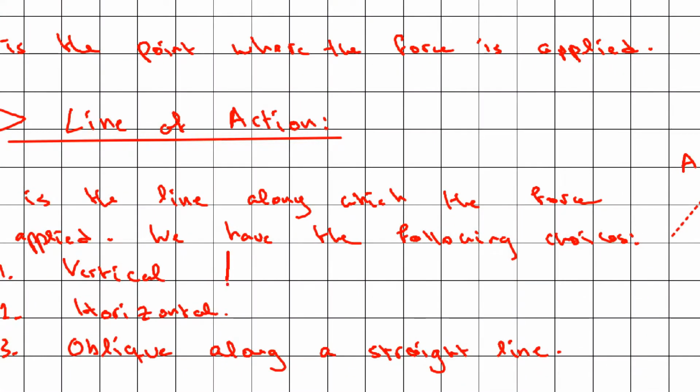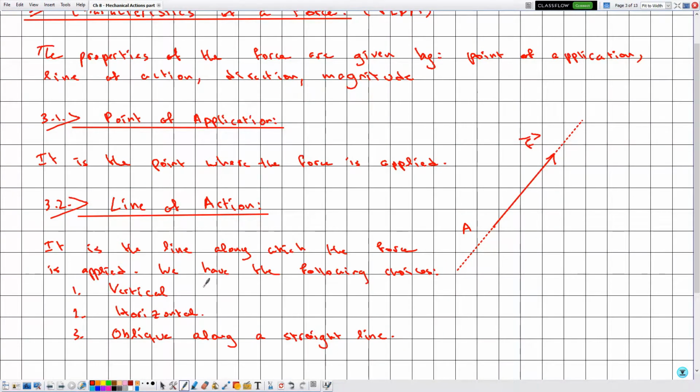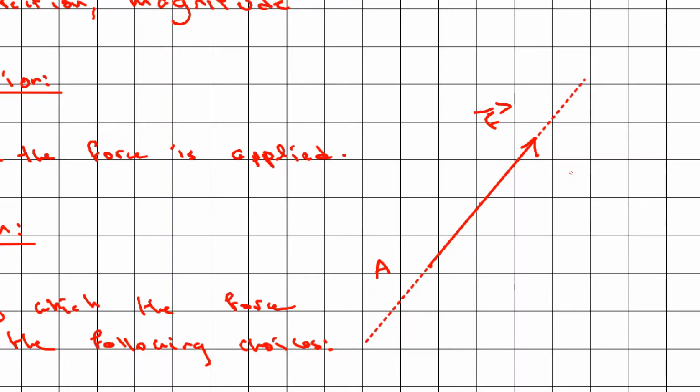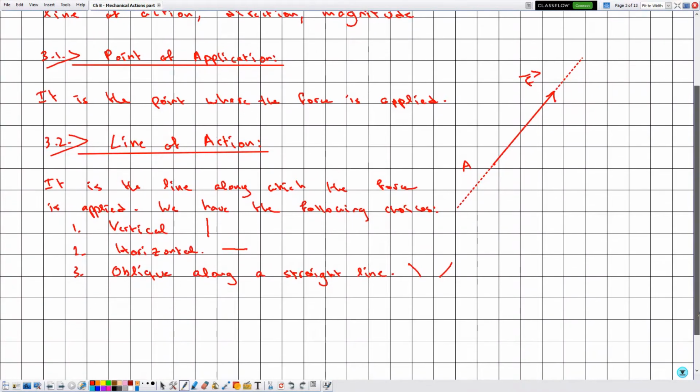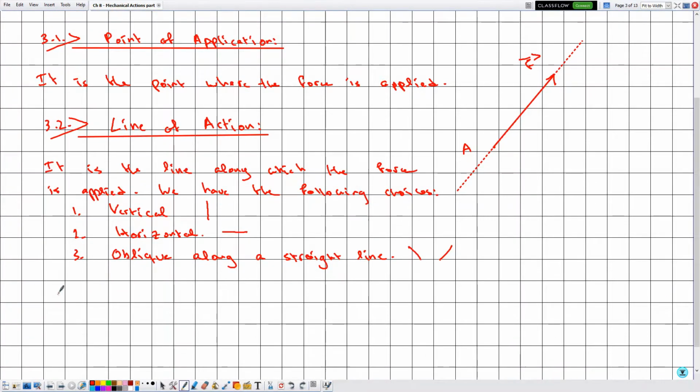This is given by the vertical, this is given by the horizontal, and the oblique, let me write them here. This is the vertical, this is the horizontal. The oblique can be either like this or like this. So, as it's being mentioned here, it is the line along which the force is applied. So, in this case, it is oblique along a straight line. And now let me move to 3.3, which is given by the direction.